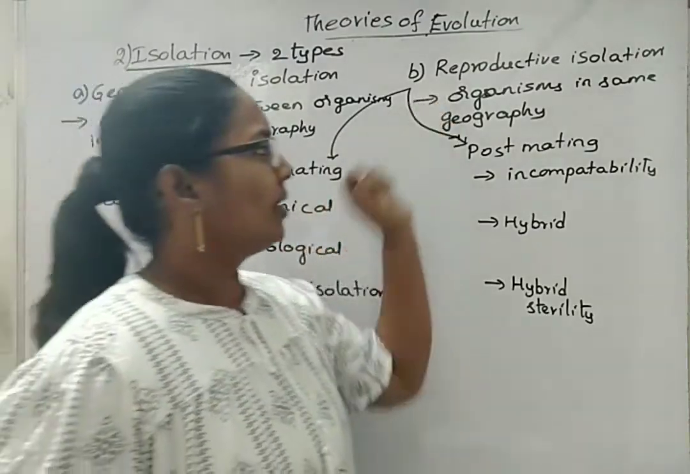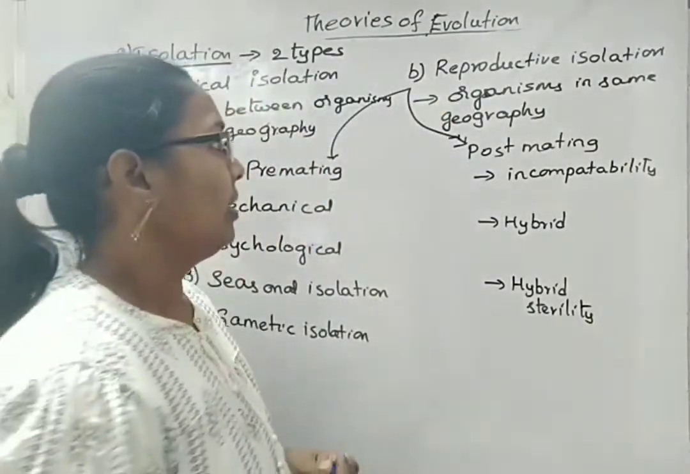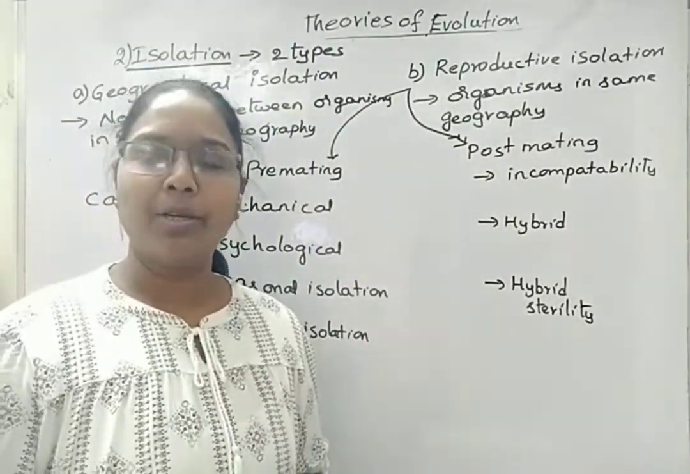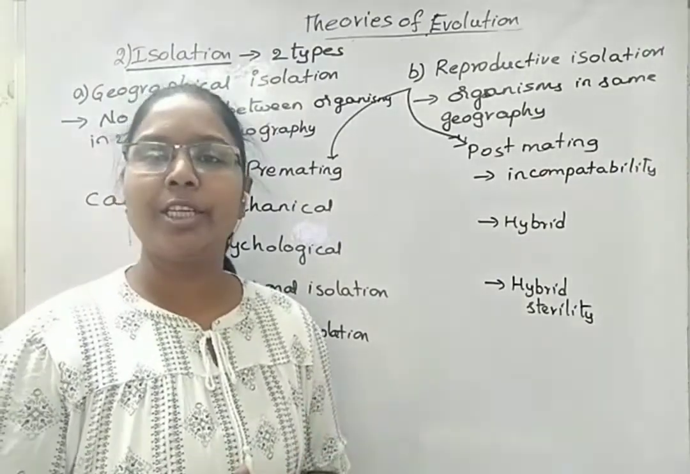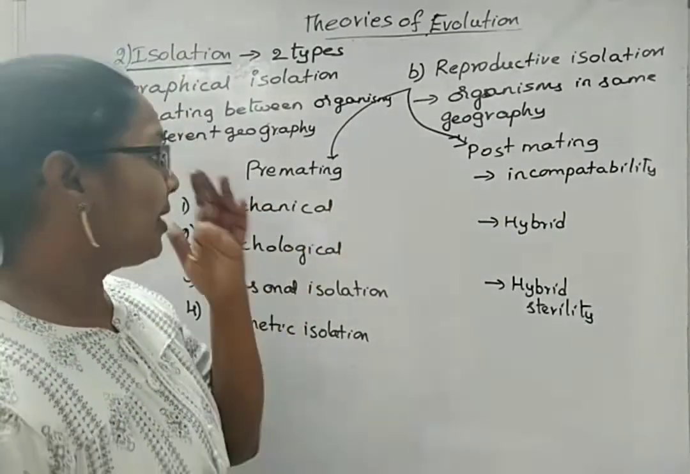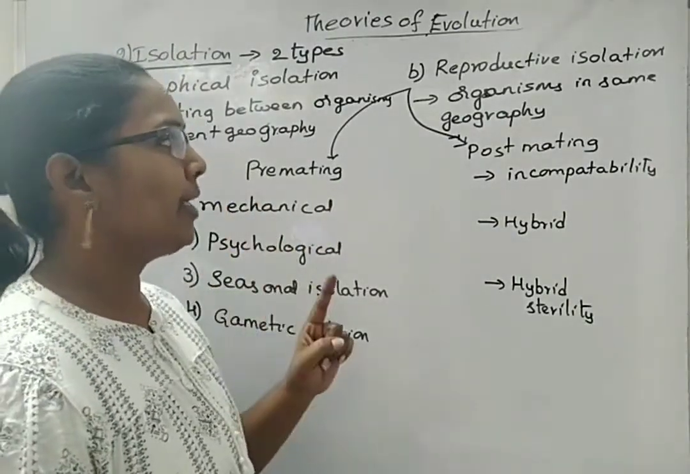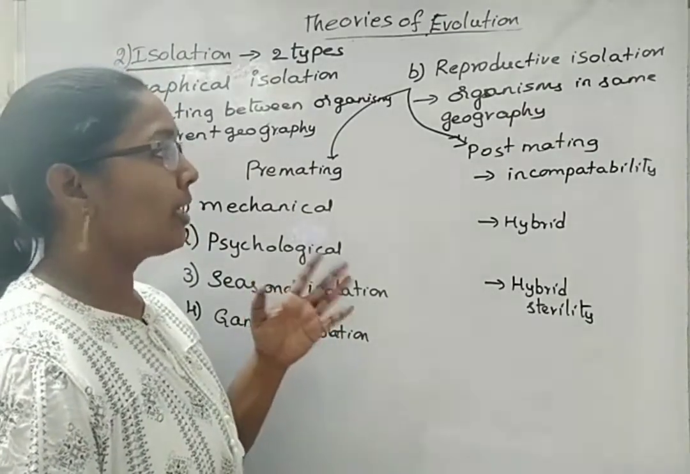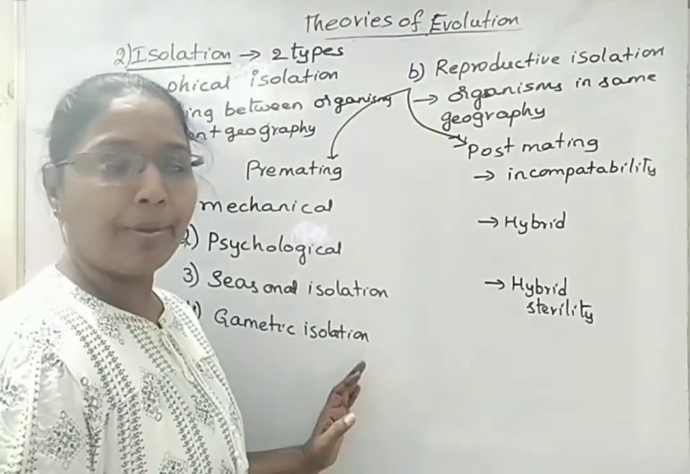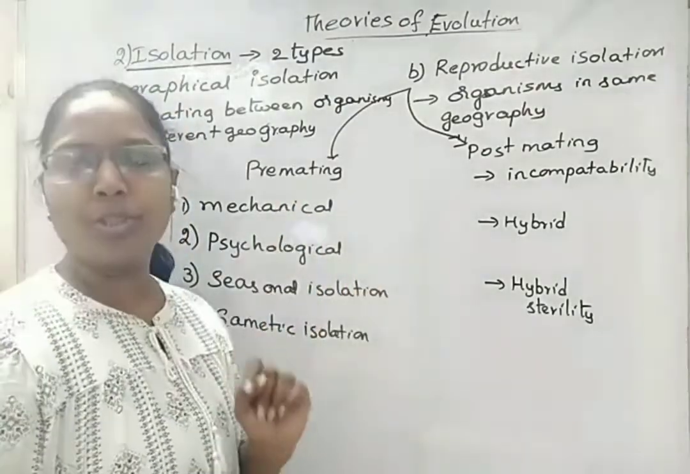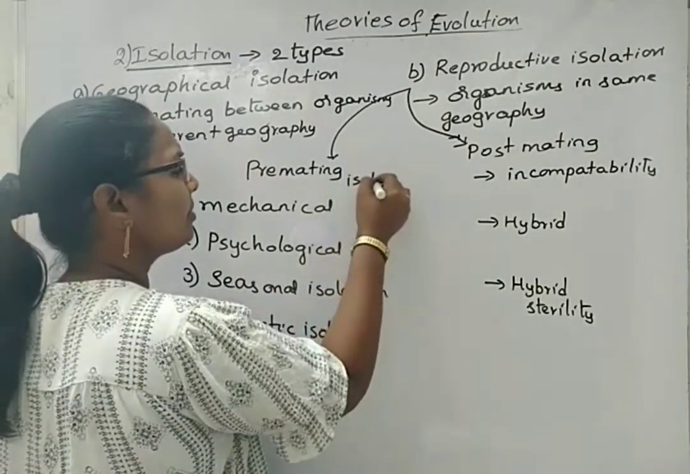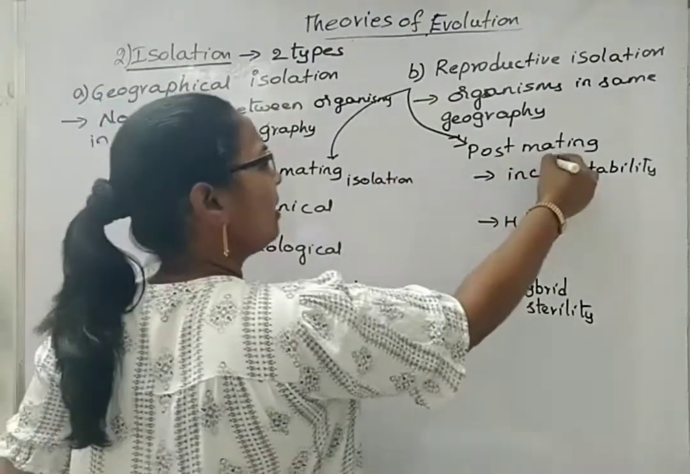Next, reproductive isolation. Here, organisms belong to the same geography, but still, because of a few reasons, there is no sufficient production of new offspring. Then what are the types under reproductive isolation? Organisms under reproductive isolation are also not more in number. That can be because of pre-mating and post-mating changes, or pre-mating isolation or post-mating isolation.